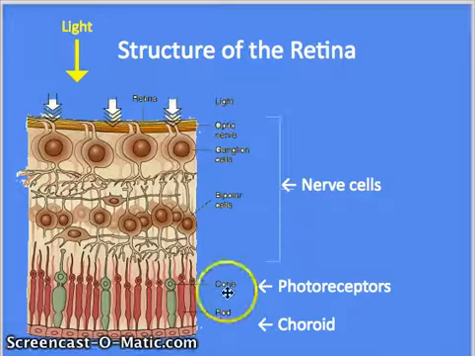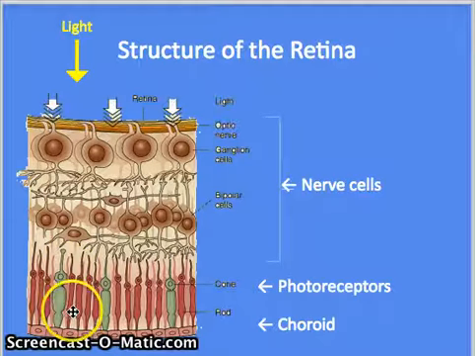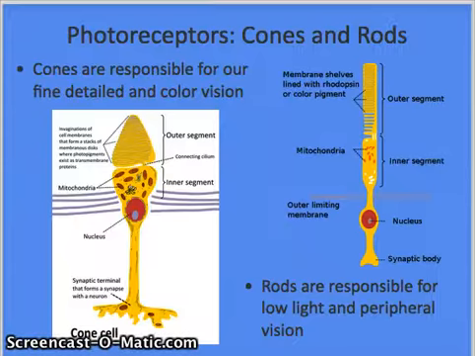Here's a more visual cellular structure of the retina: light coming through, the nerve cells, the photoreceptors, the rods and cones, and you can see the shapes of the rods and the cones here more clearly, and through the choroid out the back of the eye. Here's a closer look at the photoreceptors, rods, and cones, and you can see their distinct shape.